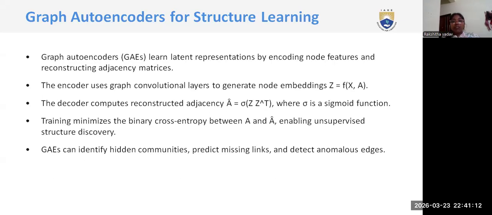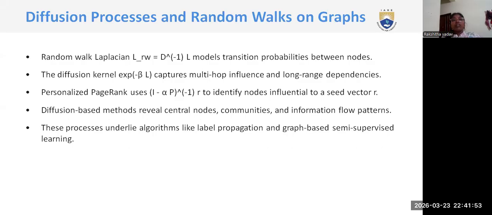Graph autoencoders for structure learning. The encoder uses graph convolutional layers to generate node embeddings Z equals f of X, A. The decoder computes the reconstructed adjacency A hat equals sigma of Z Z transpose, where sigma is a sigmoid function. GAEs can identify hidden communities, predict missing links, and detect anomalous edges.